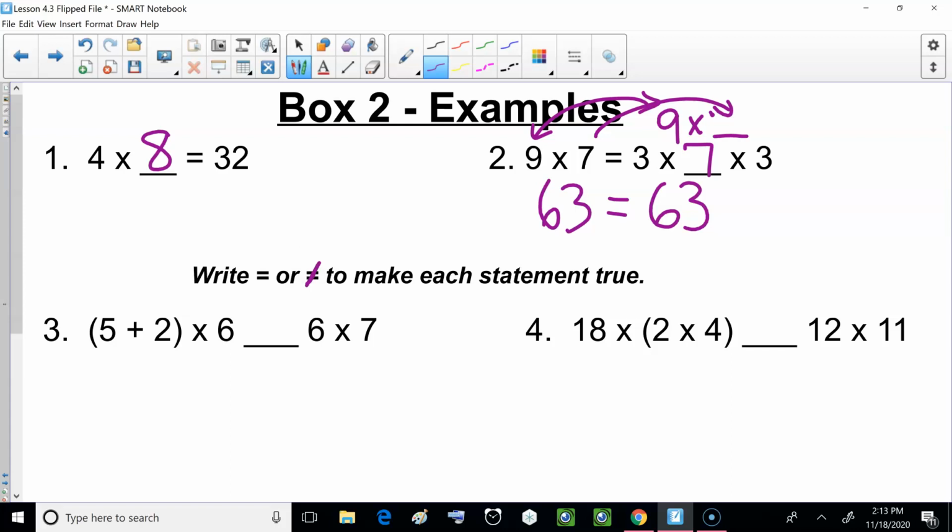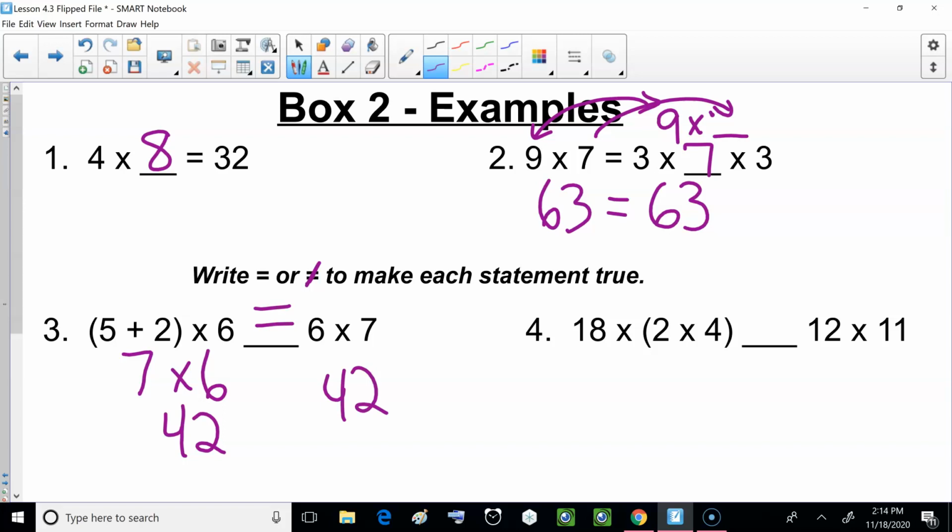So 5 plus 2 times x equals 6 times 7. So what is that? Is it equal or not equal? Well, let's figure out our parts here. 5 plus 2 is 7, so I have 7 times 6. And 6 times 7, well, those are still the same number, so this side equals 42. 6 times 7 equals 42. So that means this would be an equal equation.